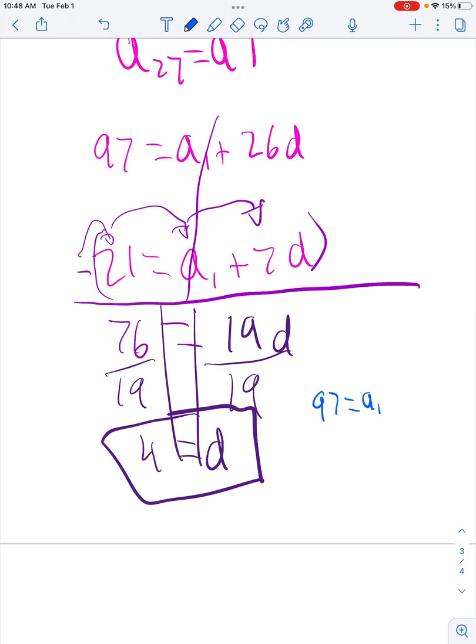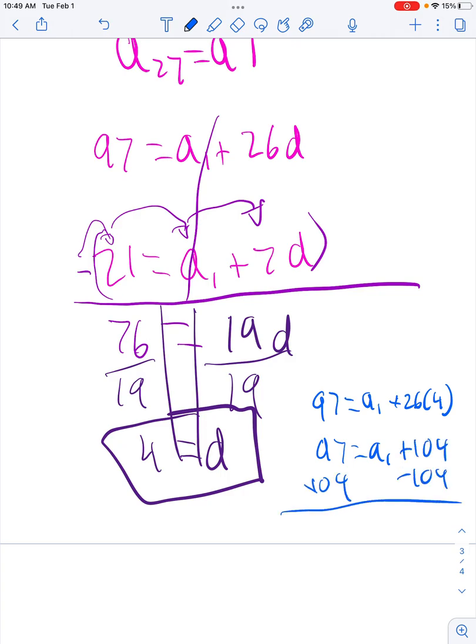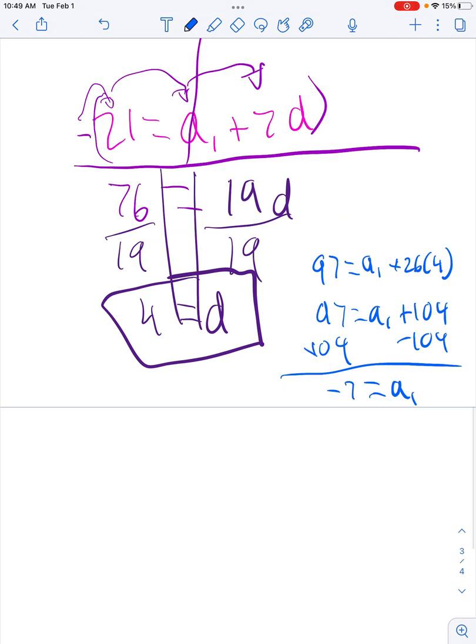N minus 1, in this case, because n is 27, is going to give us 26. 26 times 4 is 104. So 97 equals a1 plus 104. Subtract it from both sides, and you are left with negative 7 equals a1.